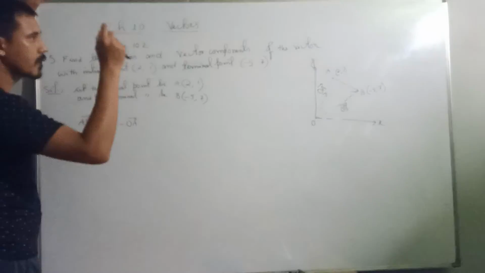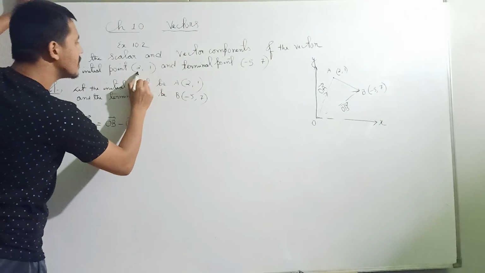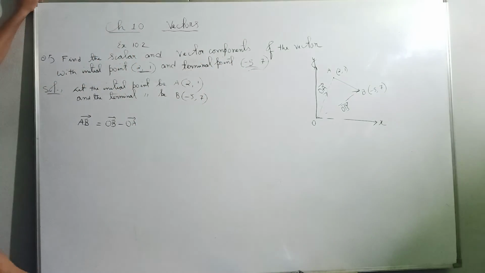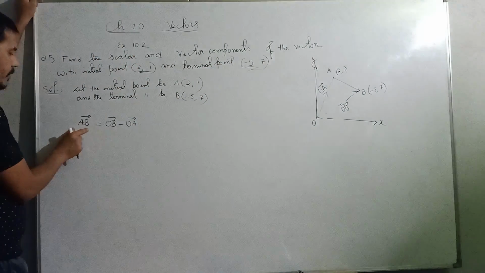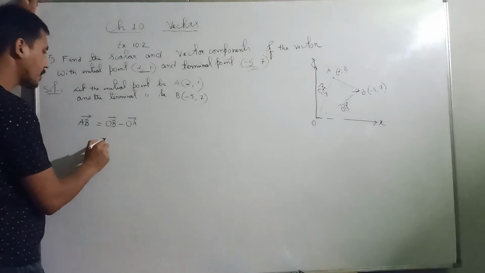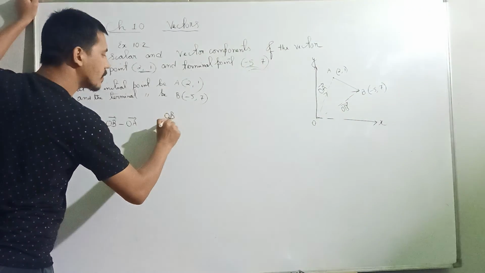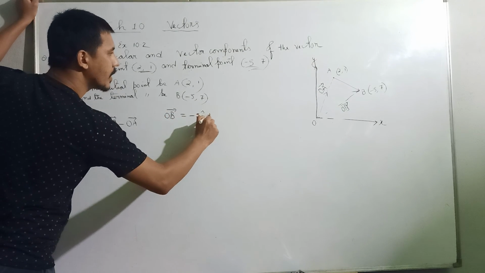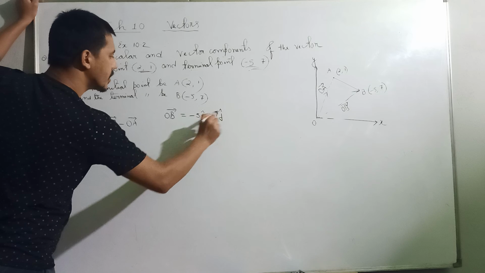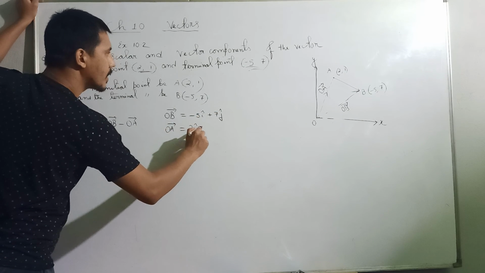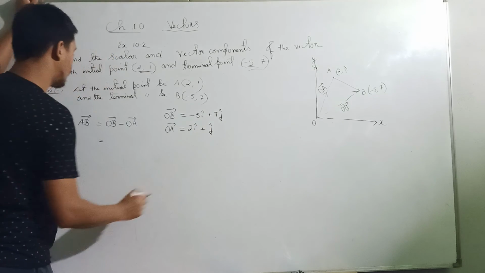Now, they are talking about a vector having this as the initial point and this as the final point. That will be your vector AB, okay? So vector AB means position vector of B minus position vector of A. Okay, class, what is the position vector of B? Position vector of B will be minus 5 i cap plus 7 j cap. Position vector of A, that is OA, is 2 i cap plus j cap.